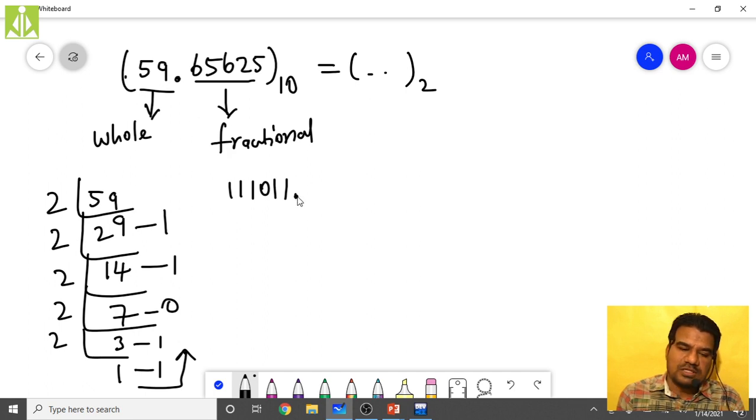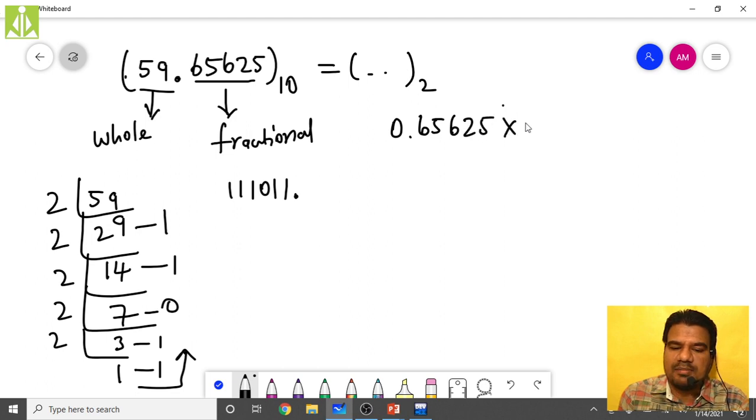So after the decimal, we have to convert this fractional part into binary, and that we have to write. So conversion of the fractional part, you take 0.65625 and multiply this with 2. Then what you will get? 5 2's 10, carry 1, 2 2's 4, plus 1 5.